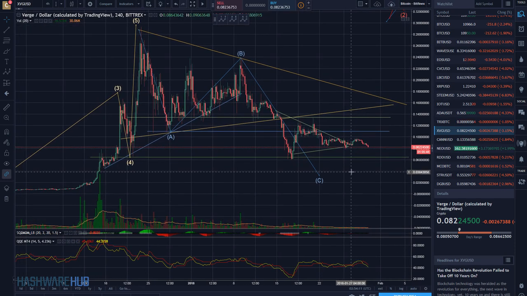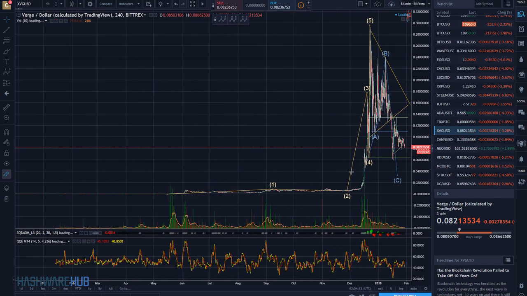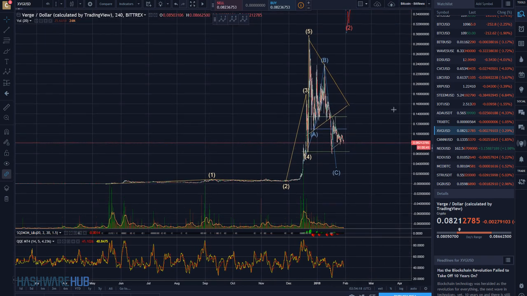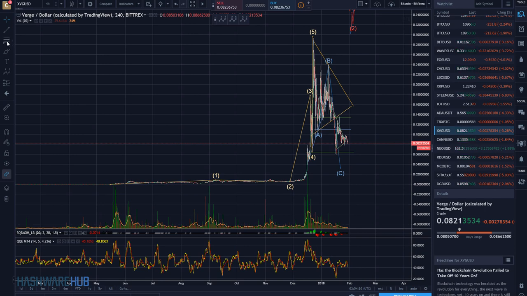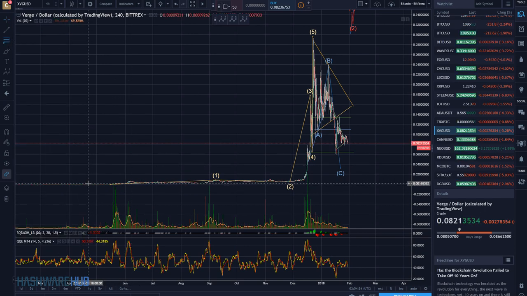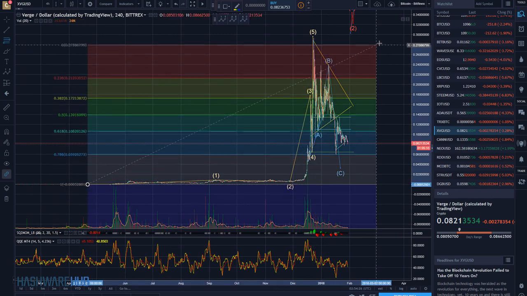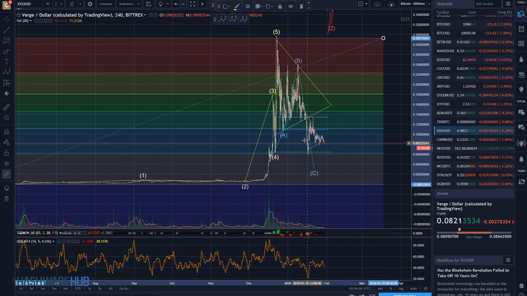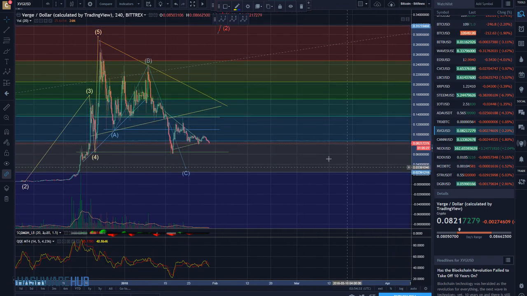So what do I think can possibly happen? Am I actually going to pull out a little Fibonacci action right here? Let's do this real quick. Okay, what's interesting to note is this right here.